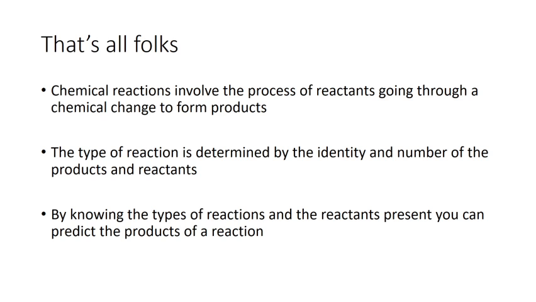Okay, so that's it for this video. Just remember, chemical reactions involve the process of reactants going through a chemical change to form products. The type of reaction is determined by the identity and number of the products and reactants. And by knowing the types of reactions and the reactants present, you can predict the products of a reaction.